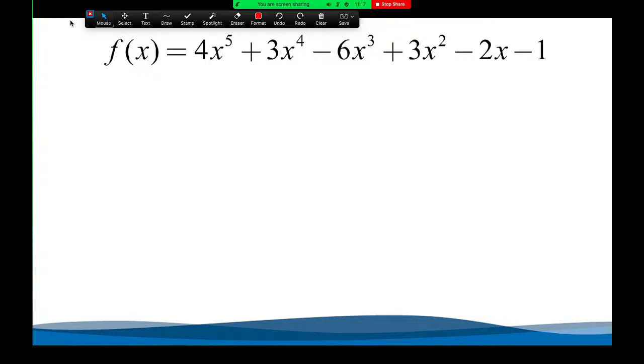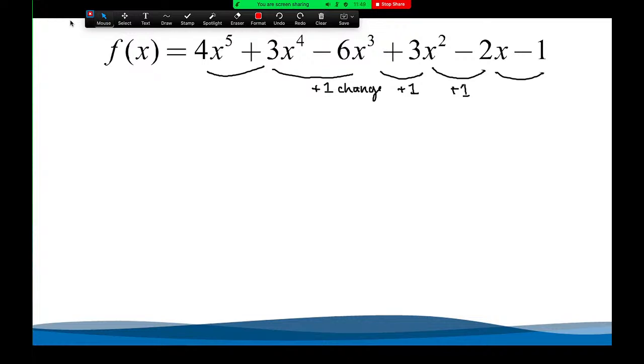We can count the number of times the coefficients change signs. First, 4 changes to 3, so there's no change there. 3 changes to negative 6, so there is a sign change there. Then, negative 6 changes to positive 3, so there's a sign change there. And then, positive 3 changes to negative 2, so there's another sign change. Negative 2 goes to negative 1, there's no sign change there.